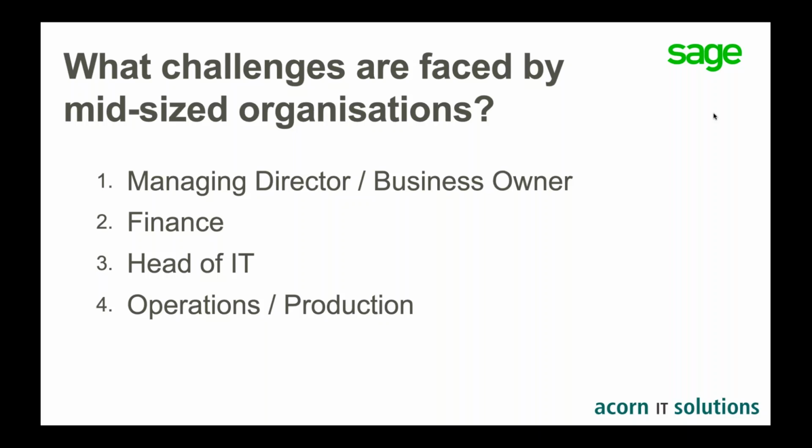IT generally interested in availability and security, perhaps ease of reporting, as they're generally the ones that are asked to provide the information and get information out of the system and extract it. And then the operational people, should it be production or different areas of operations, they're more concerned with productivity, less waste, logistics, supply chain management for goods coming in and out of the business.